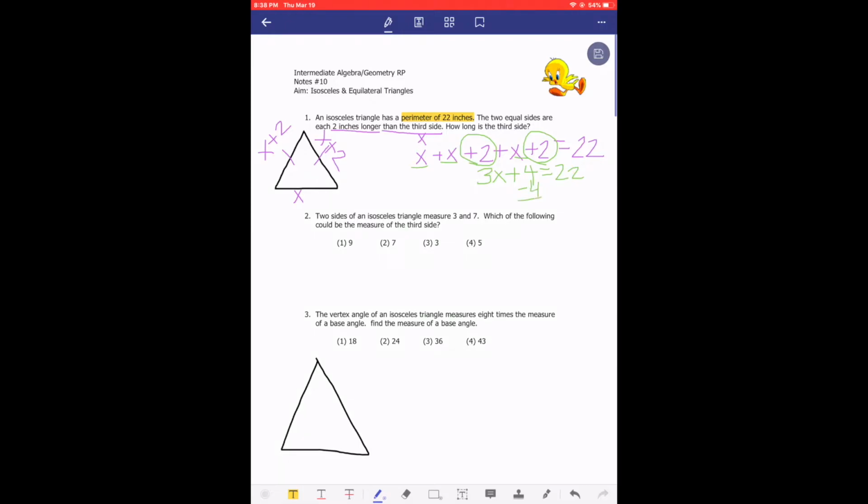Subtract 4 on both sides. We're left with 3x equals 18. I would divide by 3 on each side, and you'll get x equals 6. And this question asks you for that third side, so that base equals 6, and our unit here is inches.